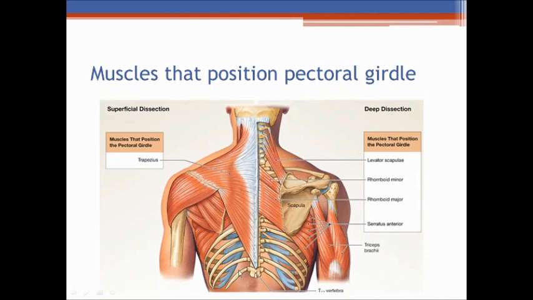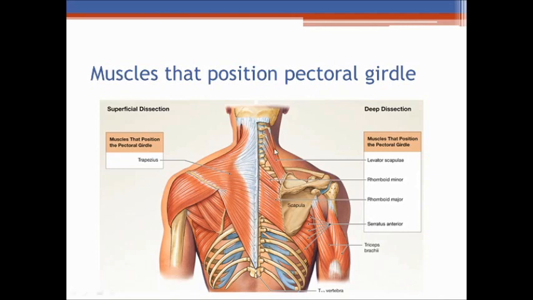but it actually inserts all the way down into your lower thoracic spine, your T12, and all the way up into your skull, and it comes out all the way into your shoulder. So it's a very broad muscle. It functions in helping to keep your arm attached to your body, so that's pretty important.